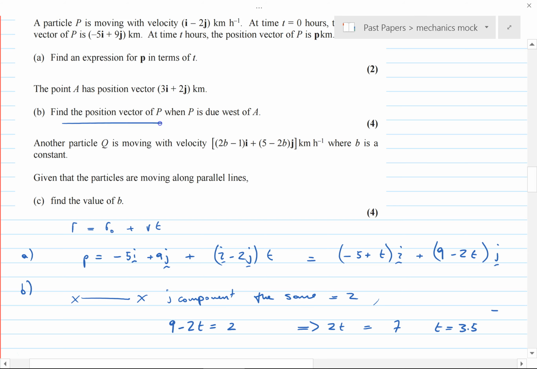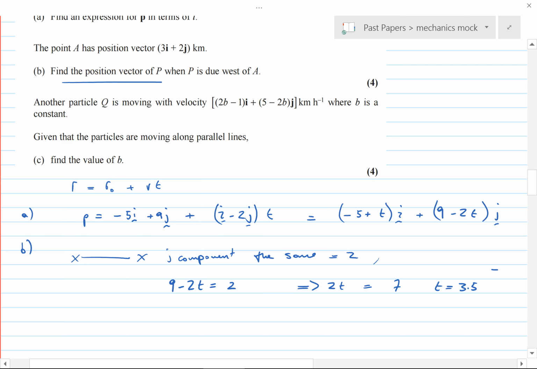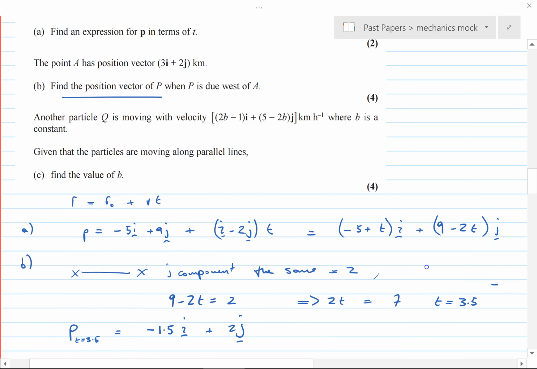But it wasn't just asking for the time; it was asking for the position vector of P. So the position vector of P, when t is equal to 3.5, will be equal to this when t is that, which will be minus 1.5i. And of course we know that this is going to have to come to whatever the j component was, which is 2j. Putting 3.5 in now. Okay, that's part B done. So it's going pretty well so far.